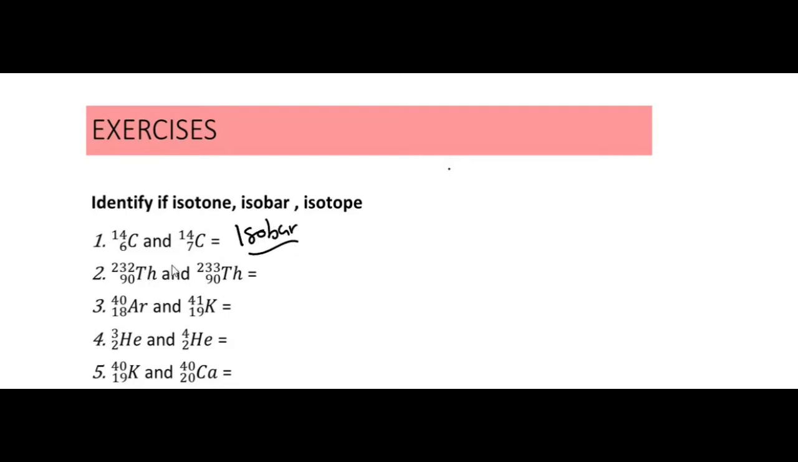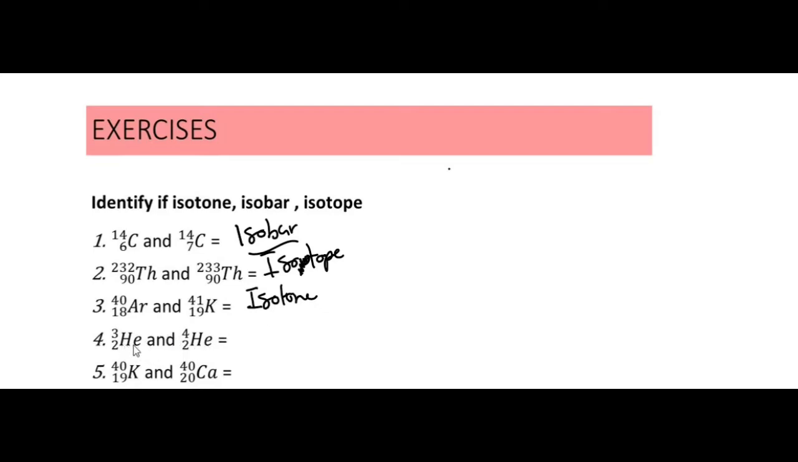How about this one? Are they the same in atomic mass? Nope. Are they the same in the atomic number? So they are the same in the atomic number. So this is isotope. How about this one? Is it the same atomic mass? No. Same atomic number? No. And therefore, this is isotone.